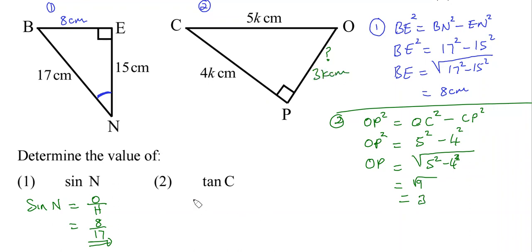Okay, now how do we get tan? Know that tan C is going to be equal to opposite over adjacent. And what is our opposite? Our opposite to C is 3. What about our adjacent? Our adjacent is 4. So that becomes our value there.